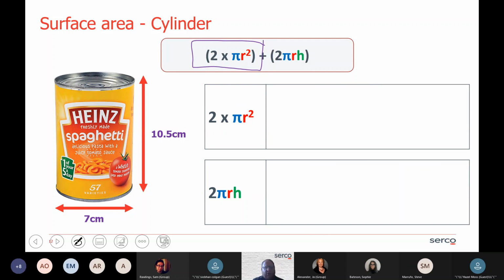All that's telling us is do pi r squared, area of a circle, and times it by 2 because we've got a top and a bottom. The one thing we need to be aware of is this is another formula that we need to learn, 2 pi r h. But again, as long as you remember the formula, it's not hard to put that into practice and use that.